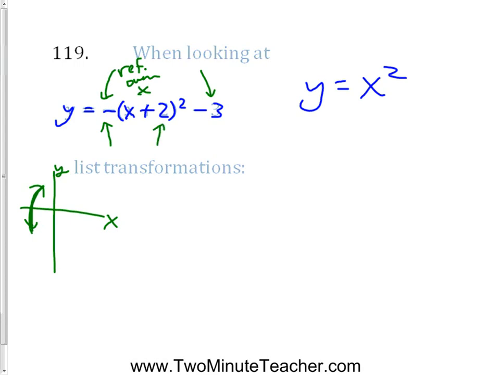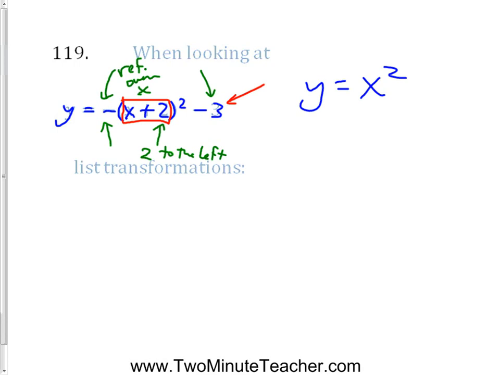Okay, that is a move of 2 to the left. And you might feel like that plus 2 should be moving it to the right, because when we move to positive numbers, they're to the right. But everything inside here is always counterintuitive. It does the opposite of what you'd expect.